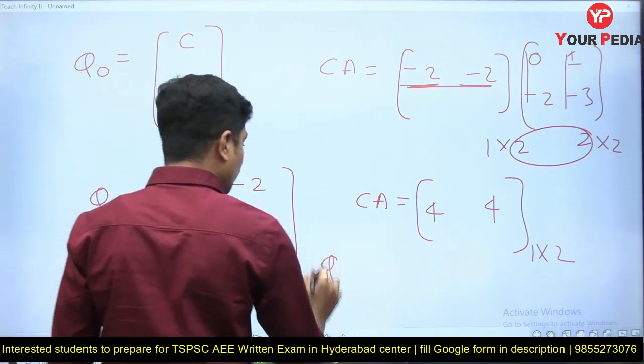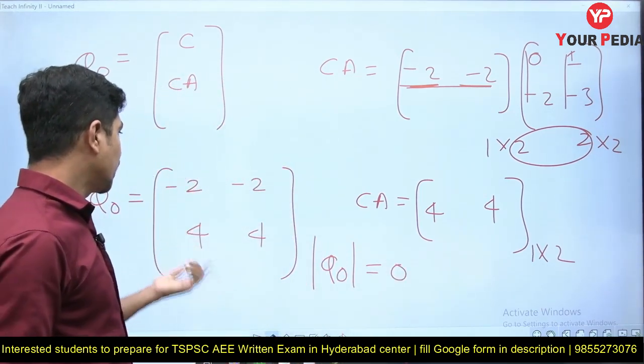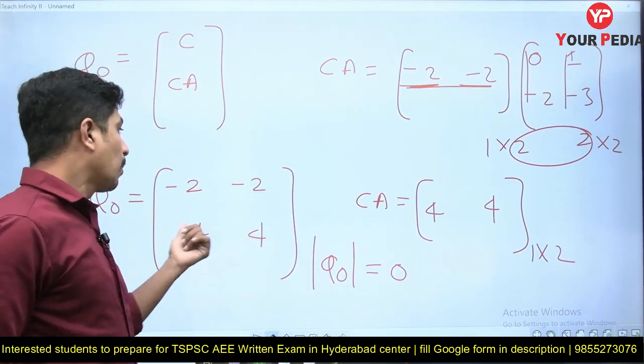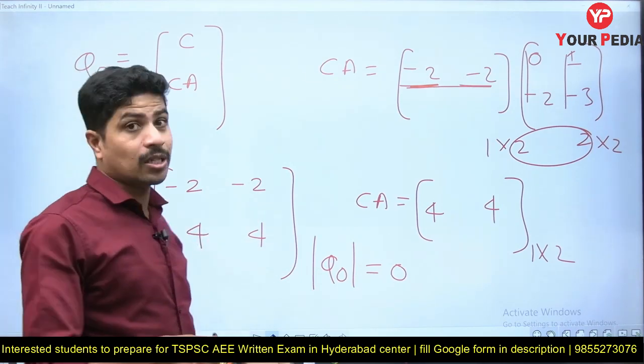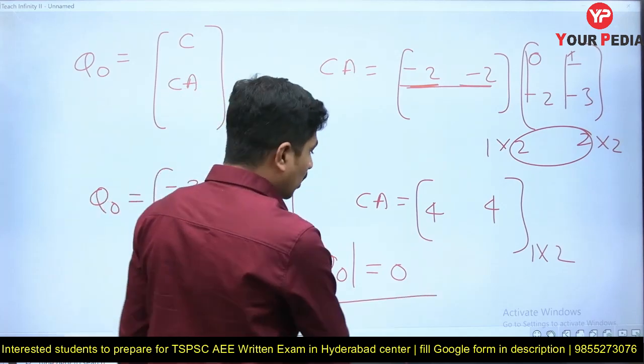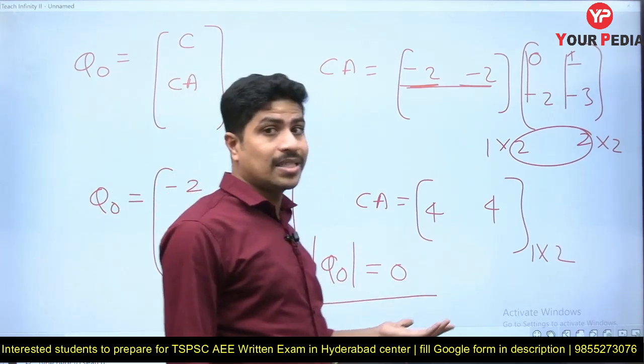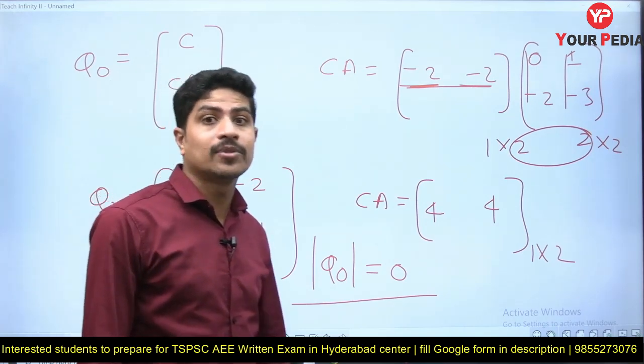If you find the det of this observability matrix, definitely it is equal to 0. Why? Because both the elements are the same. Minus 2 into 4 will be minus 8, minus of 4 into minus will be minus 8. Minus of minus 8 is plus 8. Minus 8 plus 8 is equal to 0. So the det of this matrix is equal to 0. Therefore, I can say that the rank of this matrix is less than 2. Therefore, the system is unobservable.